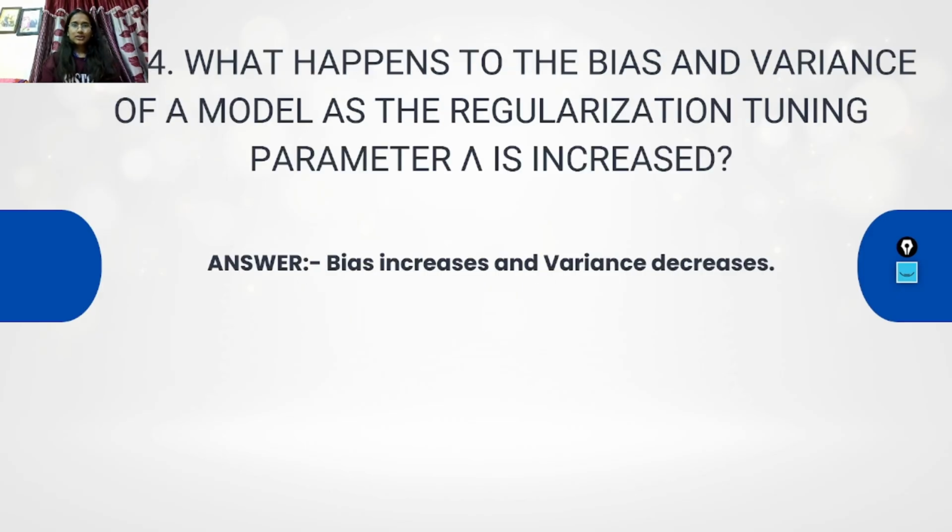Moving ahead with the next question, what happens to the bias and variance of a model when the regularization tuning parameter is increased? So basically, the regularization parameter, that is lambda, controls how much penalty we apply. If lambda increases, the model becomes simpler, so bias goes up and variance goes down.